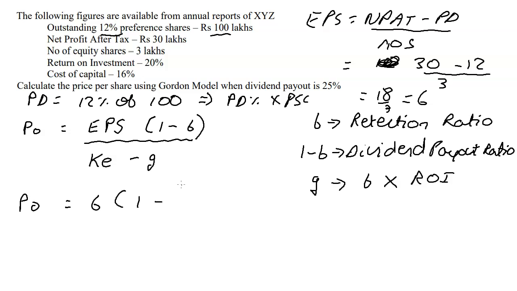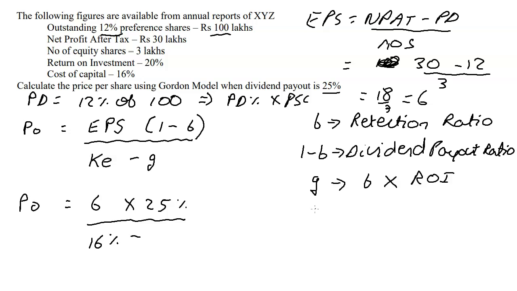The retention ratio is not given to me directly. The dividend payout ratio is given. So I'm just going to multiply it into 25%, which is the dividend payout ratio, upon KE. The cost of capital is given to me directly, 16%, minus the growth rate, which is the retention ratio.